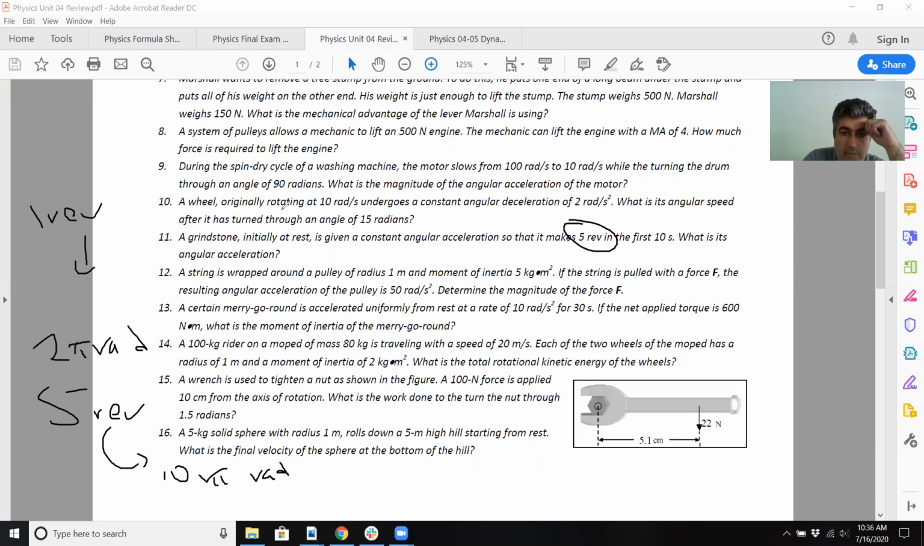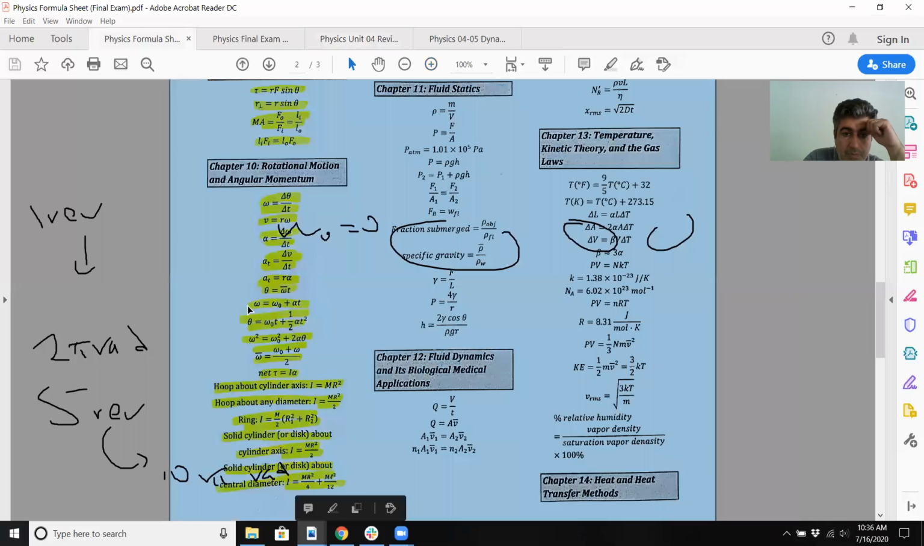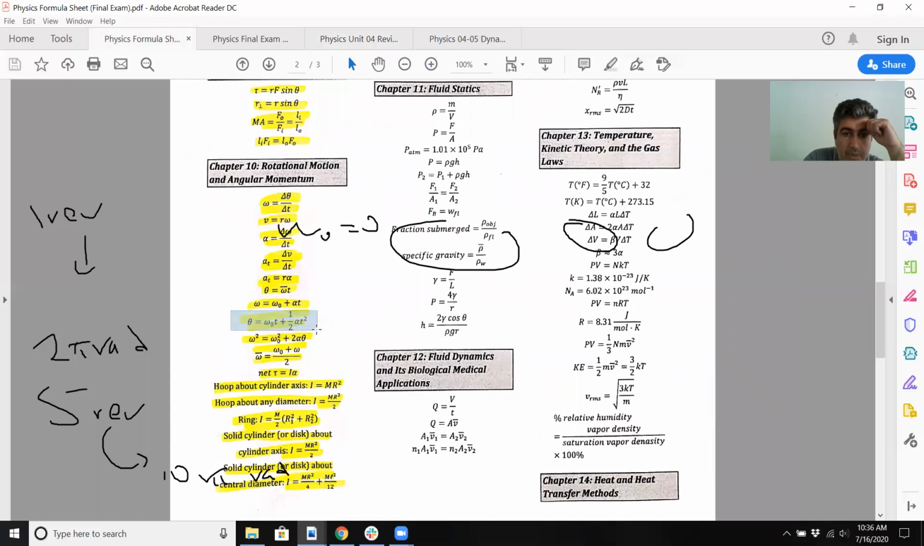And you're given initial is 0. You want angular acceleration, you have time, and now you have your displacement. You're going to be using this formula. You have your displacement, which is 10 pi rads. Initial velocity is 0, so that term goes away. 1/2 alpha t squared, you know t is 10. So that's how you do that one.